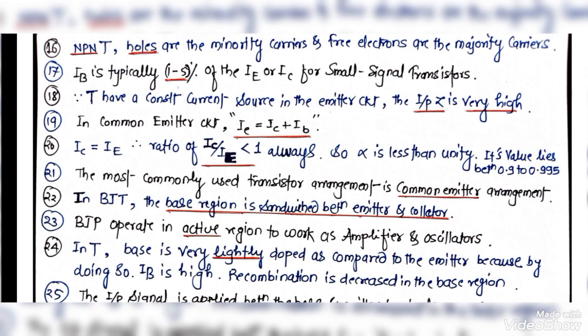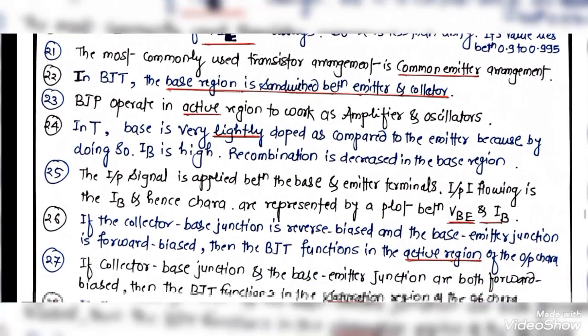The most commonly used transistor arrangement is common emitter arrangement. In BJT, base region is sandwiched between emitter and collector. BJT operates in active region to work as amplifier and oscillator. In transistor, base is very lightly doped as compared to the emitter, because by doing so IB is low, recombination is decreased in the base region.